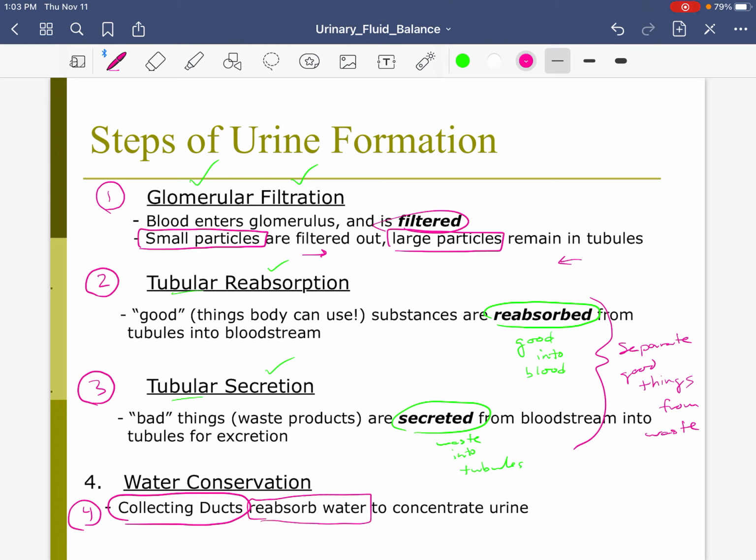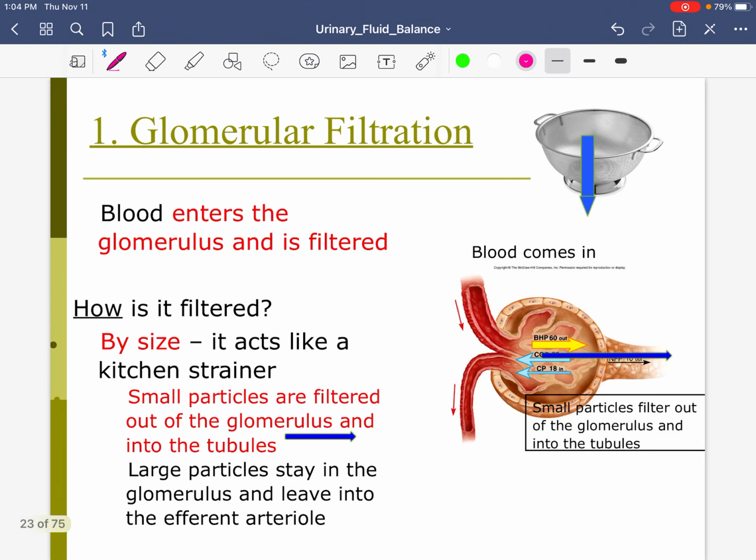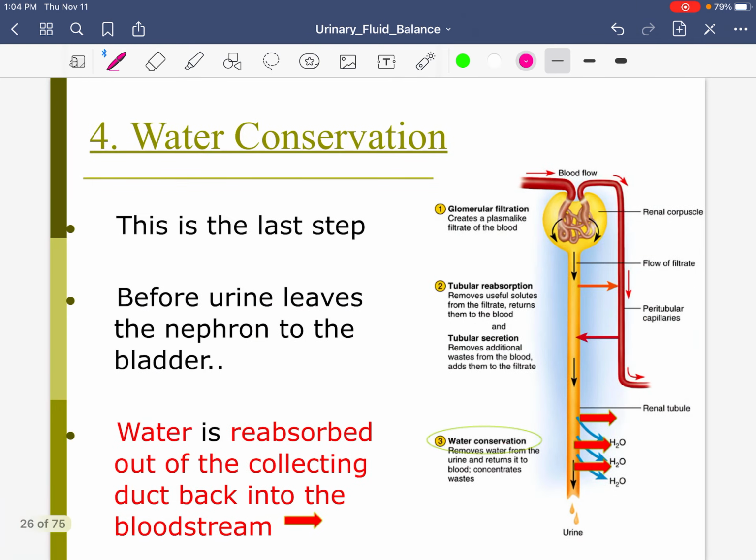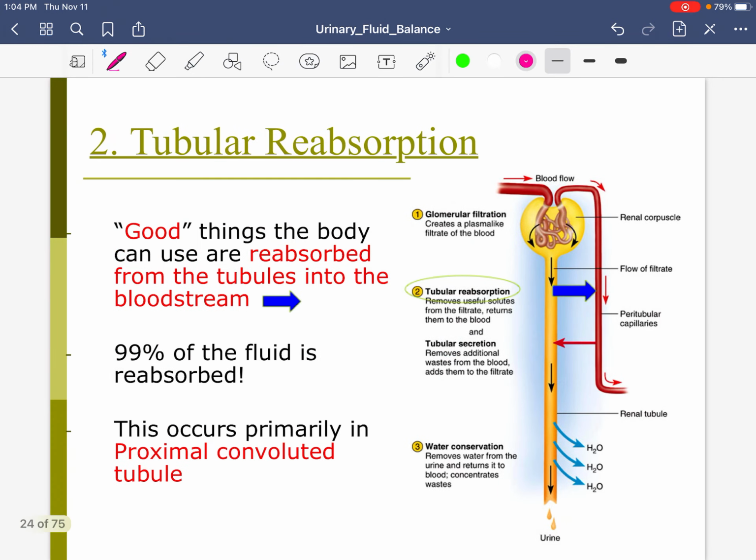Lastly, step number 4, this is when we get to the collecting ducts. And in the collecting ducts, this is our last chance to reabsorb water. So your body wants to reabsorb and recycle all that it can. So when possible, it reabsorbs that water. This is the basics, folks.